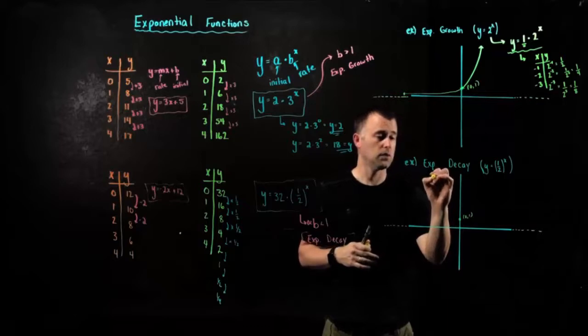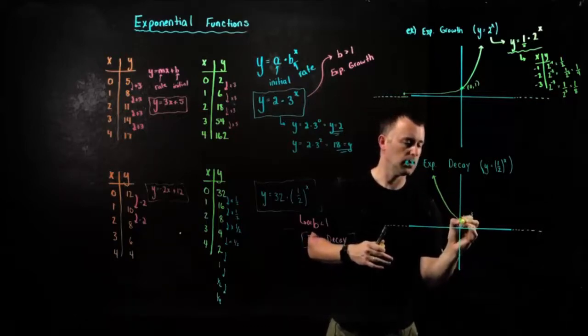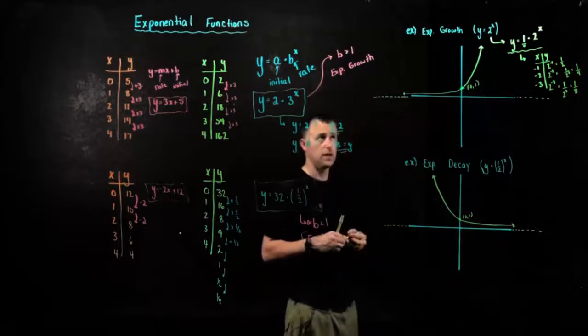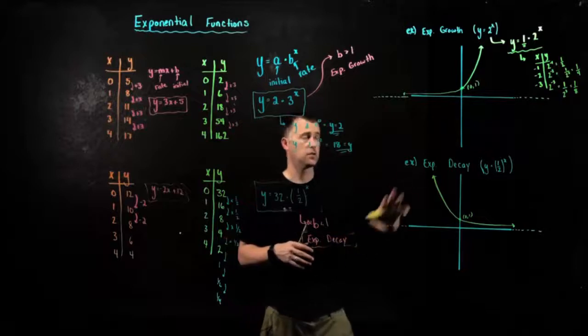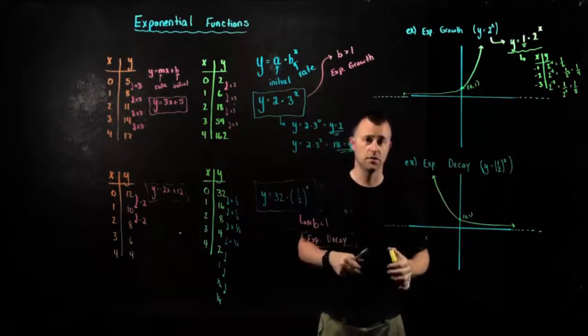So it's going to start up here. It's going to come down pretty quick. And then it's going to kind of level off as you go to the right. So again, that's going to be your exponential decay graph. So your growth graph and your decay graph, they are reflections of each other.